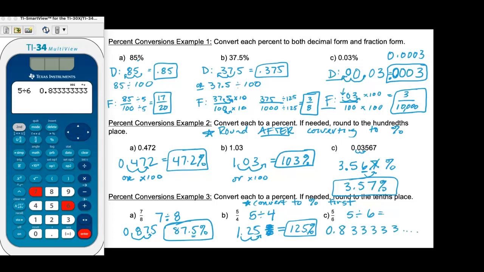Now remember, like especially with this one, we're going to need to round, but we want to round after we convert to a percent. So we're going to multiply by 100, which remember just moves our decimal 2 spots to the right, and so you get 83.3333. That keeps going. Then I round to the tenths place. So I look at the tenths place, and then I look to the right. Since it's a 3, we just leave that 3 alone and drop all the digits to the right. So it's just going to be 83.3%, and that's going to be my final answer.